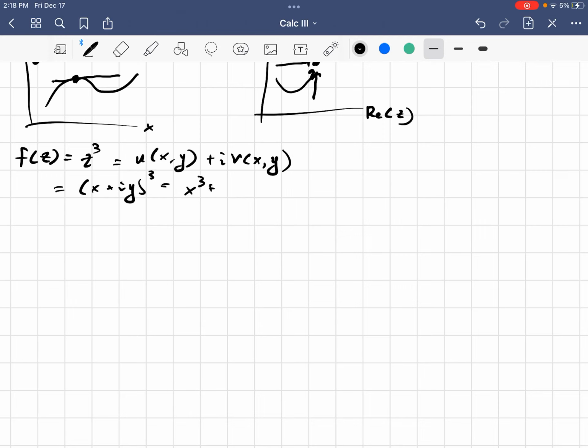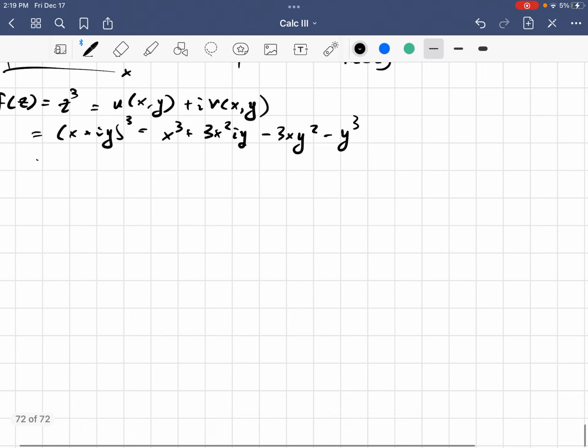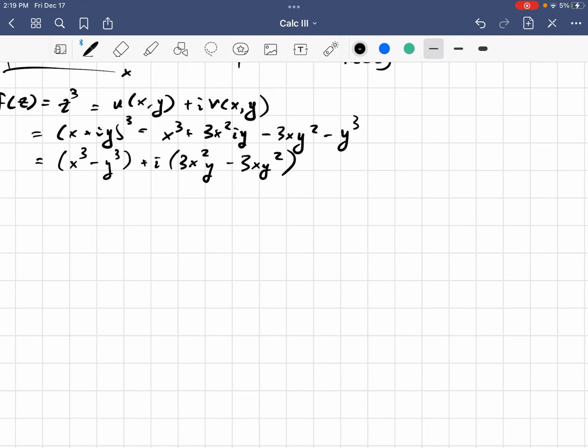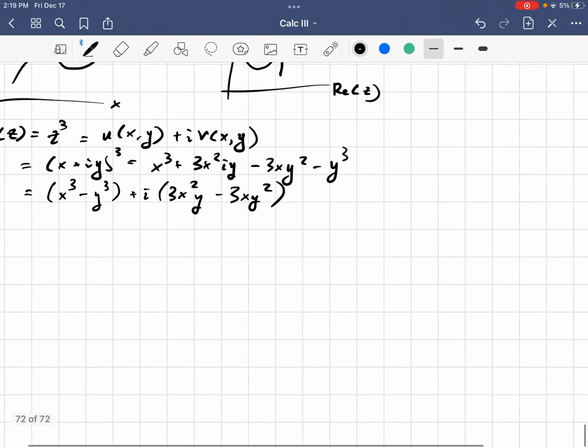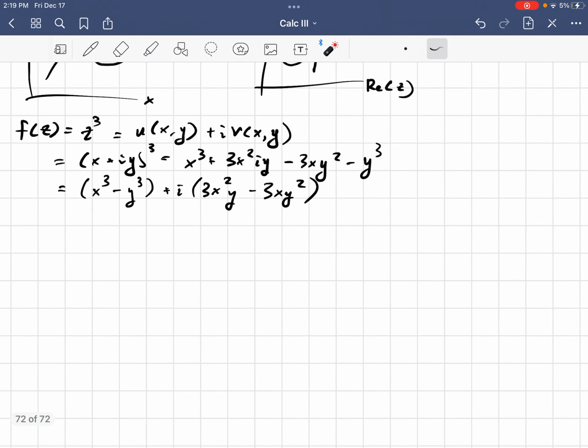So that's x cubed plus 3x squared iy plus, or maybe minus, 3x y squared minus y cubed. And so that becomes the real part of the function is x cubed minus y cubed. And then the imaginary part is 3x squared y minus 3xy squared.